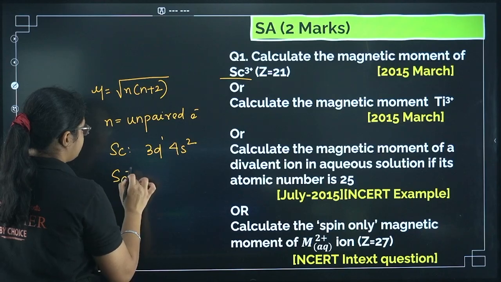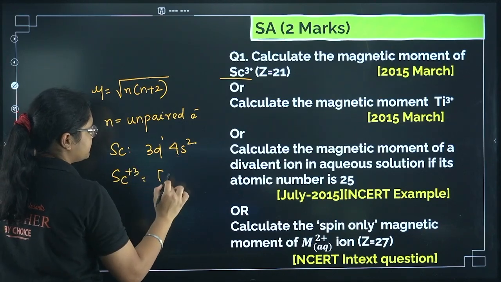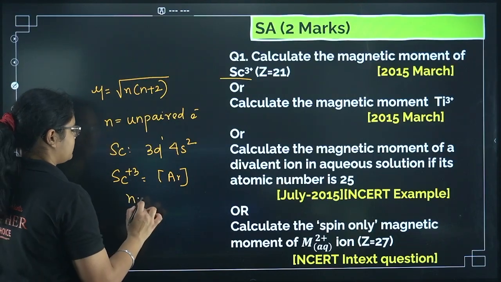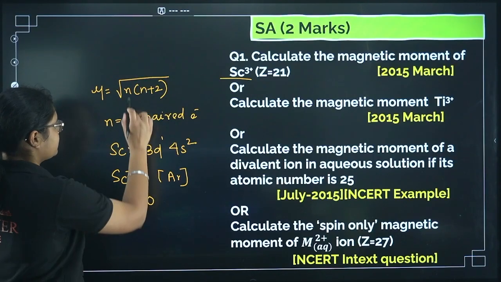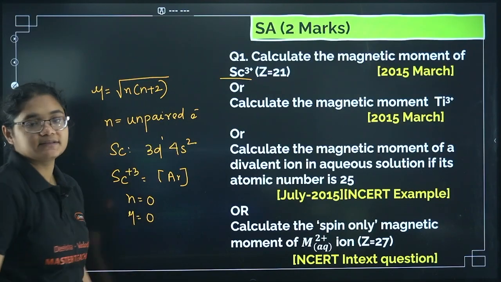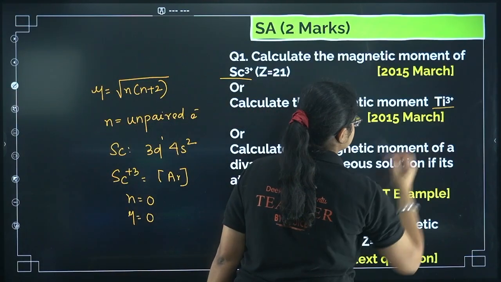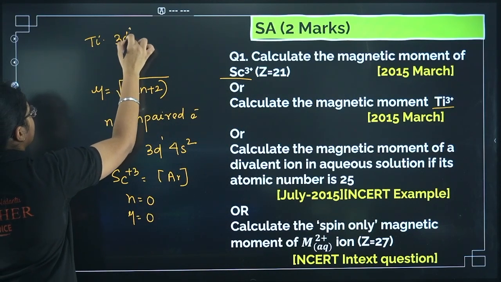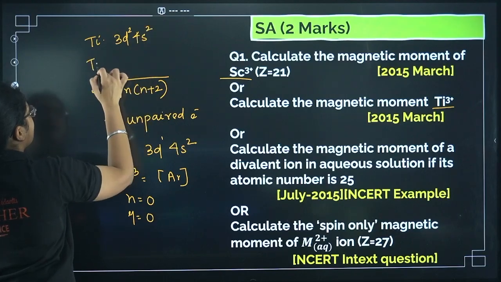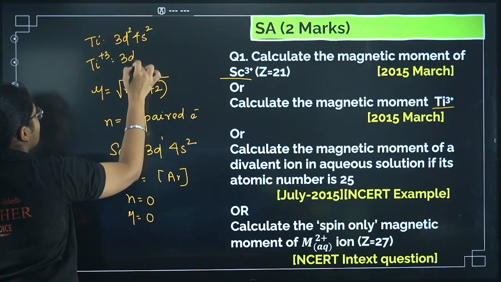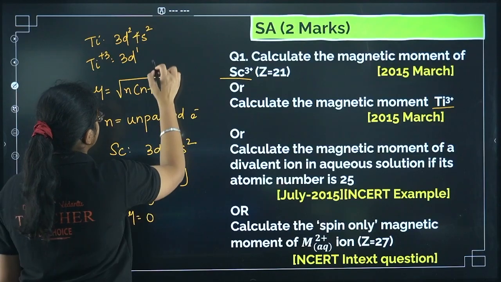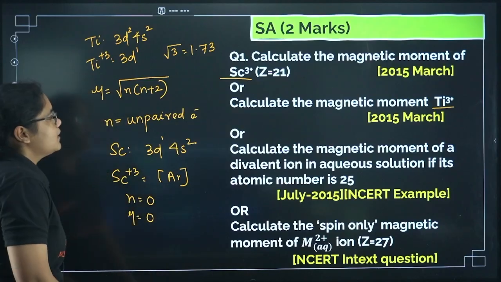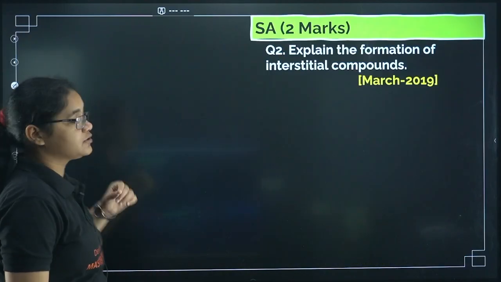Now if I have Sc3+, then all the electrons will be removed and I have only Ar left. So how many unpaired electrons are there? For Sc3+, unpaired electrons is 0. So if I substitute 0, magnetic moment will also be 0. Next, for example, Ti3+ is given. Titanium is 3d2 4s2. Now Ti3+ is 3d1. So if I substitute 1 into 1 plus 2, that is root over 3, which is equal to 1.73.